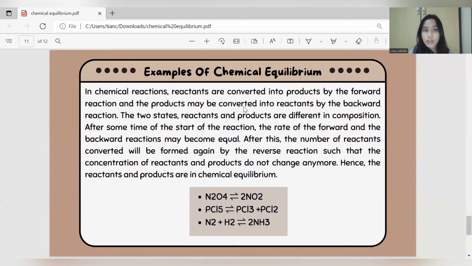And the third topic that we're gonna talk about is an example of chemical equilibrium. In a chemical reaction, reactants are converted into products by the forward reaction, and the products may be converted into reactants by the backward reaction. The two states, reactants and products, are different in composition after some time from the start of the reaction. The rate of the forward and the backward reaction may become equal. After this, the number of reactants converted will be formed again by the reverse reaction, such that the concentrations of reactants and products do not change anymore. Hence, the reactants and products are in chemical equilibrium.